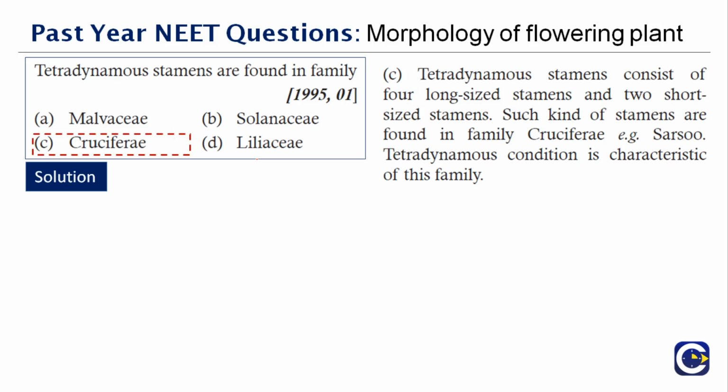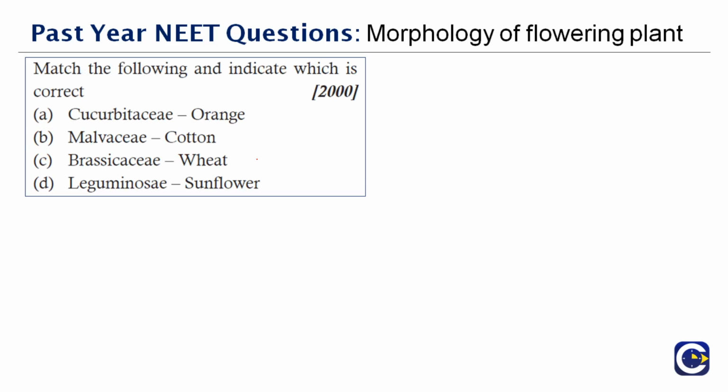Okay, next question here. Match the following and indicate which is correct. So we have to analyze the statements here. Just go through the statements that are given here. So what are the 4 families that are given here? You have Cucurbitaceae, Malvaceae, Brassicaceae, and you have Leguminosae. So Cucurbitaceae is not for orange, therefore it's wrong. Malvaceae belongs to cotton. Okay, so Malvaceae is correct.